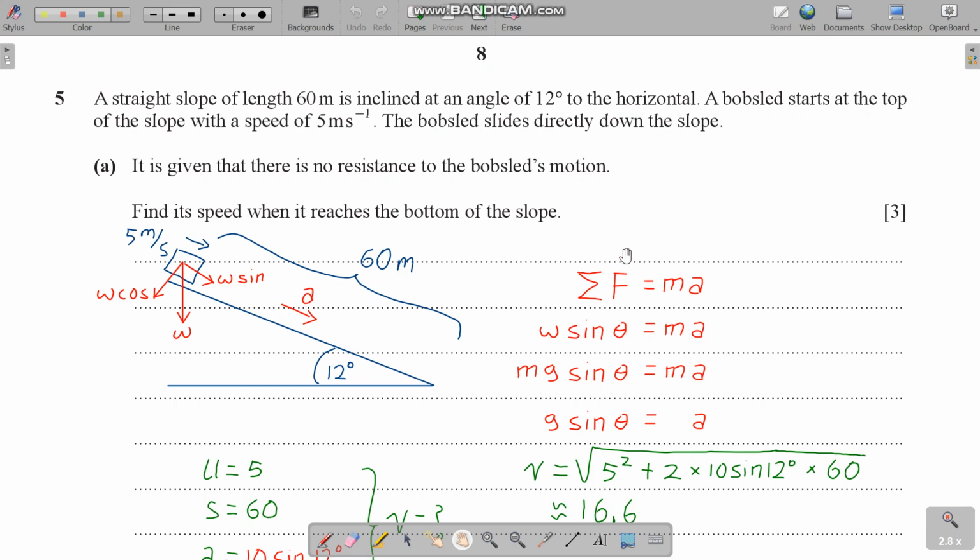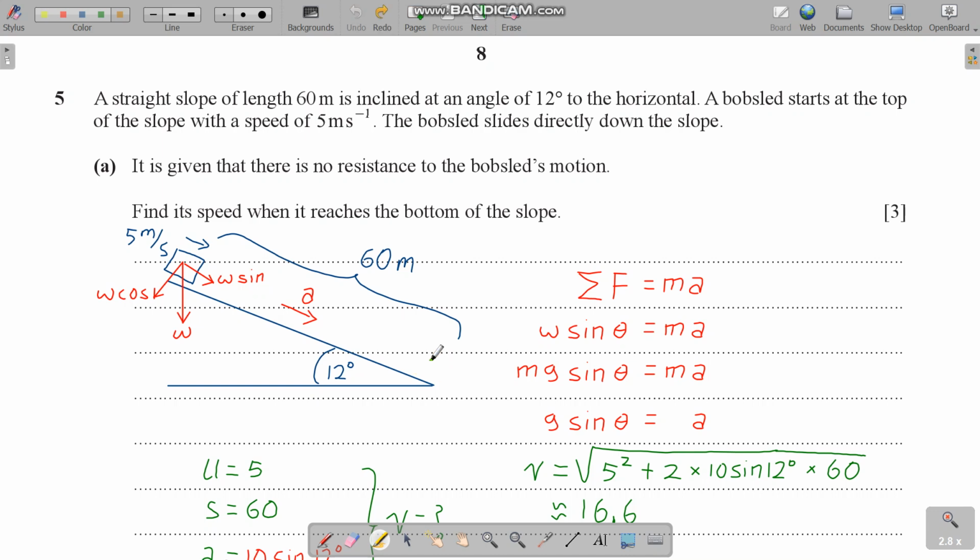Motion combined with kinematics. A straight slope of length 60 meters, so the diagonal hypotenuse is 60 meters, angle 12 degrees. An object starts at the top with speed 5 meters per second, no resistance. Find the speed at the bottom. So we need to find the speed here. To find the speed here, we need the acceleration.